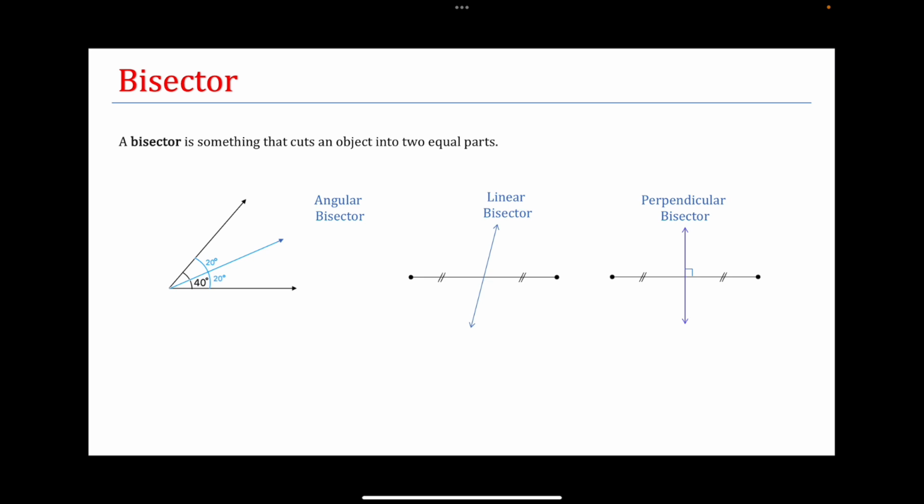Similarly, here a line is bisected into two equal parts. The second figure shows a linear bisector. Similarly, the third figure shows a linear bisector, and the bisector is making an angle of 90 degrees. Therefore it is called a perpendicular bisector. When the bisector makes an angle of 90 degrees, it is called a perpendicular bisector.